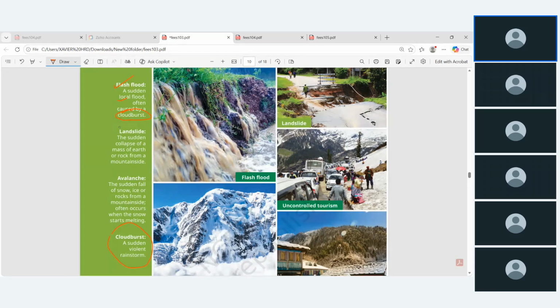Then landslide ங்கிறது the sudden collapse of the mass of earth or rock from the mountain side. நிலச்சரிவுன்னு சொல்லுவாங்கல்ல, அதான் landslide. நிலச்சரிவு திடீர்னு, if you are on the way to some tourist spot on the mountain region, immediately a sudden collapse of the landslide took place. Upon that there might be loss of life and other things also.